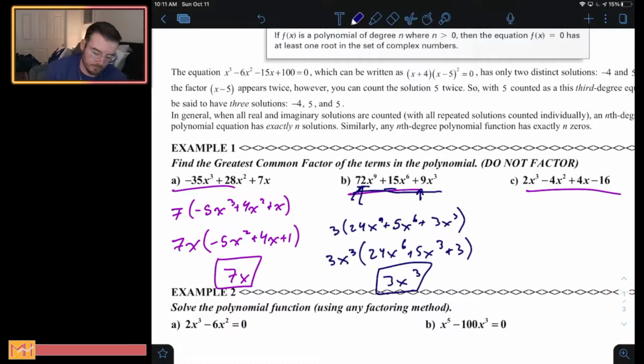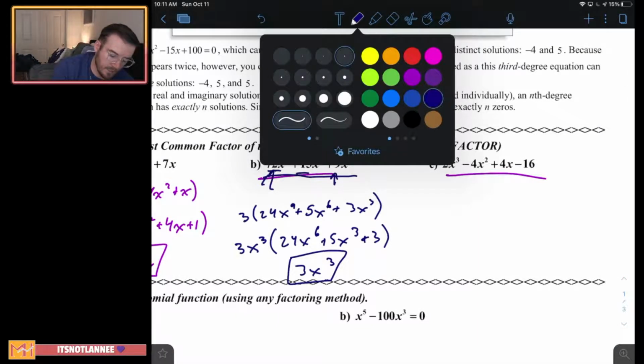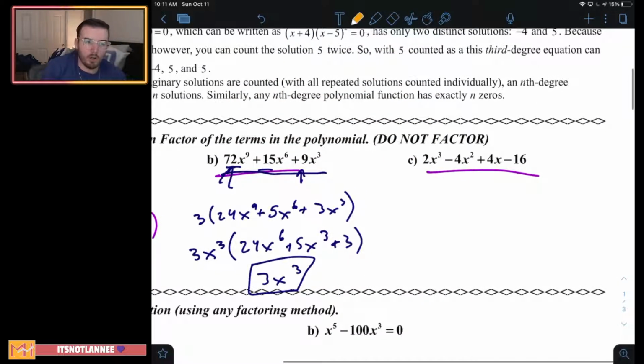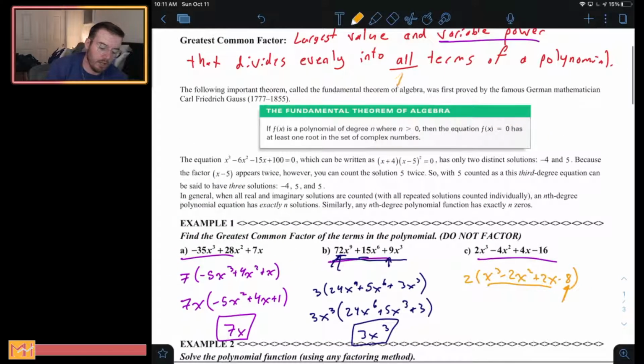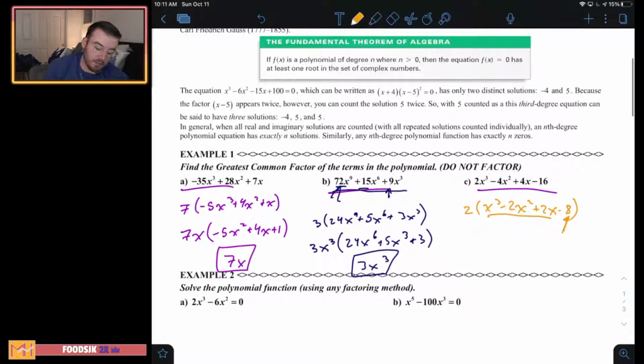Let's do it again one more time. What's the largest number that divides each of these? Well, that one's pretty easy. It's 2. x to the third minus 2x squared plus 2x minus 8. Do they share any x's? This guy doesn't have any. Yeah, these all have x's, but this one doesn't have any. It has to divide all terms. So really, the only thing that you can yank out of that is a 2. Sadly, that's all we can do. The GCF of that is 2.